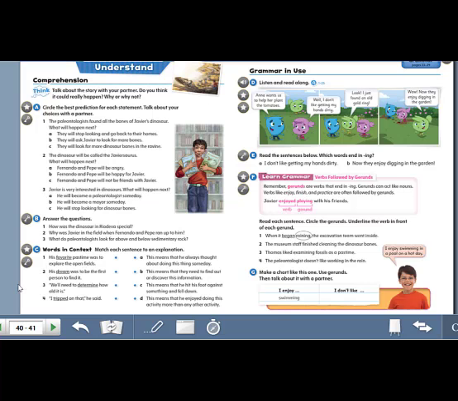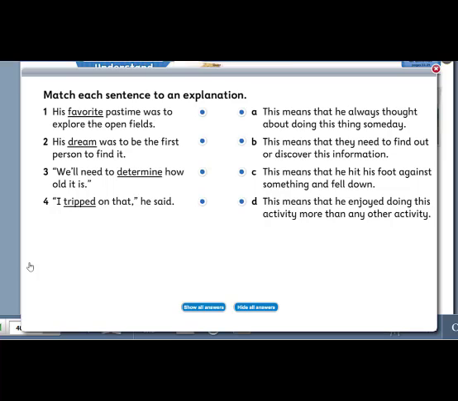Exercise C. Words in context. Match each sentence to an explanation. Now, I'll give you 2 minutes to finish answering this exercise. Welcome back. Number 1. His favorite pastime was to explore the open fields. The answer is D. This means that he enjoyed doing this activity more than any other activity.